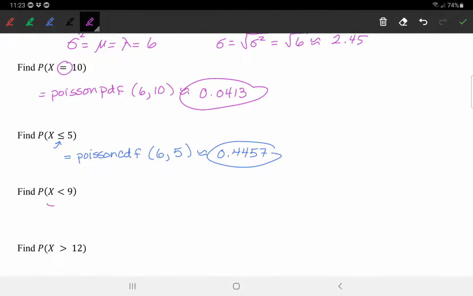Okay, when you're using your calculators, remember that this needs to be a less than or equal to. So we have to rewrite this. The probability that X is less than 9, not including 9, since this is a discrete distribution, is equal to the probability that X is in fact less than or equal to 8. Then we can put this into our calculators and use the cumulative function, the CDF. The parameter is 6. The value of x we're looking for is 8. And when you put this into your calculator, you should get 0.8472.